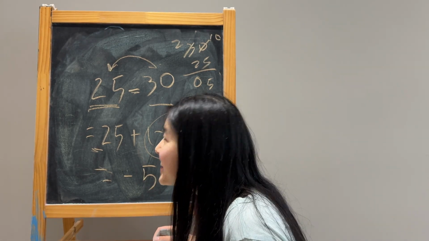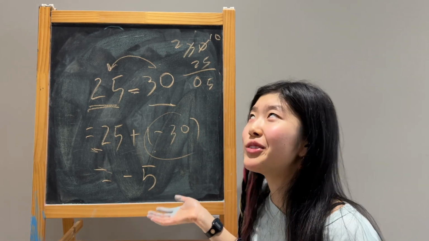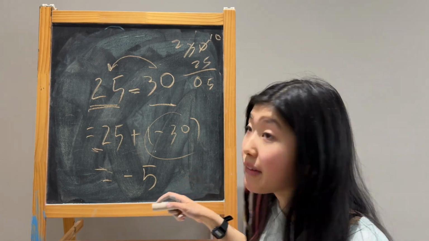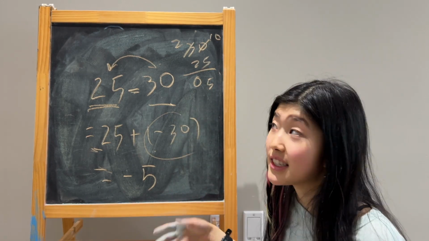Yeah, and that's pretty much adding and subtracting positive and negative whole numbers. Oh yeah, like I mentioned in the very beginning, whole numbers just means we have no decimals. And yeah, we'll talk about decimals and fractions in a later video.